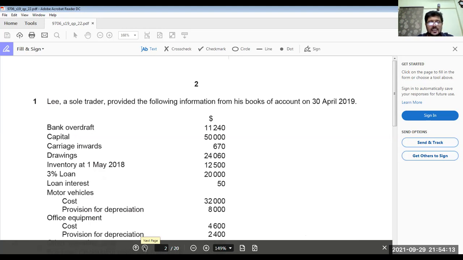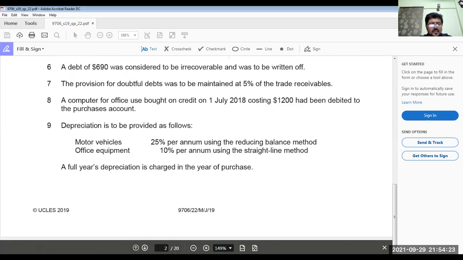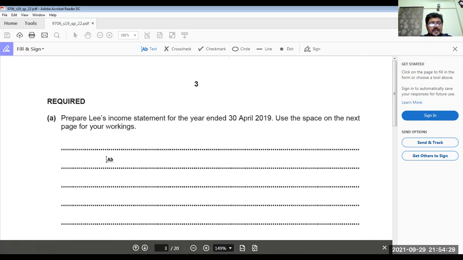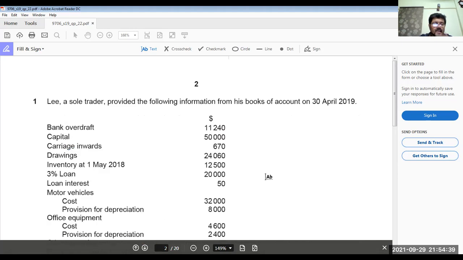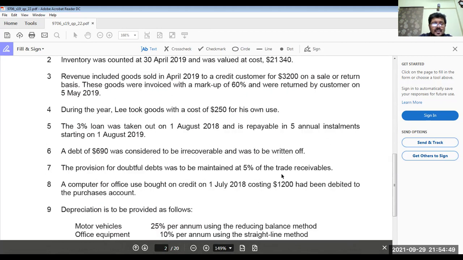Lee, a sole trader, provided the following information from his books of account on 30th April 2019. Okay, these are the balances. Information required: income statement. If we have to make an income statement, we have to start from revenue. Now, how much is the revenue? Revenue is $165,000. So we have to look for an adjustment.